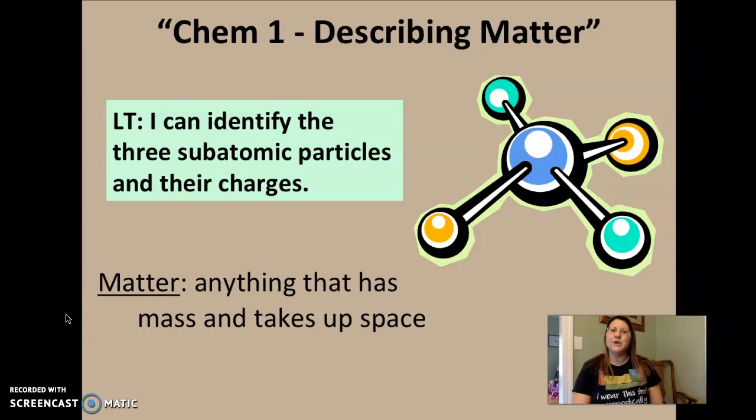Hi, I'm Miss Owens. We're going to be starting your unit on chemistry with Chem 1, describing matter. If you're following along in the lab notebook, this is on page 4.